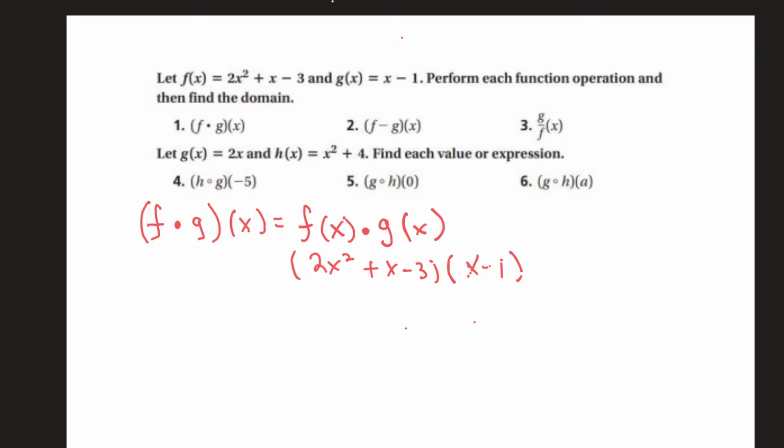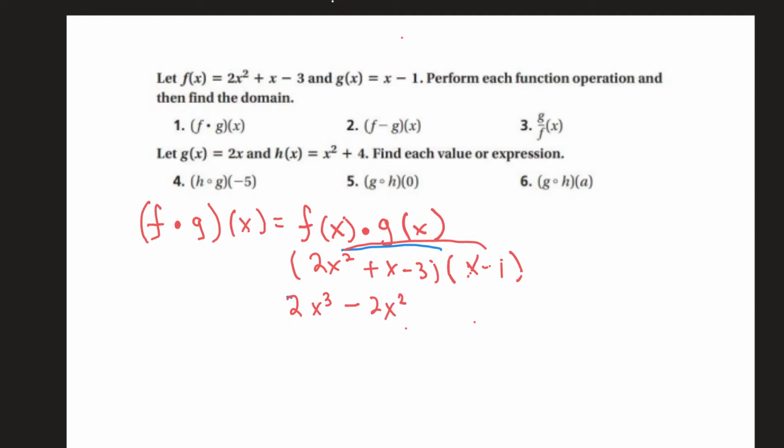This will be a long process, but I'm going to take my time doing this because I want to make sure that you understand what I'm doing here. What I'm going to be doing is multiplying 2x squared times x, which is going to give you 2x to the third power. I have 2x squared times negative 1, which gives you negative 2x squared.